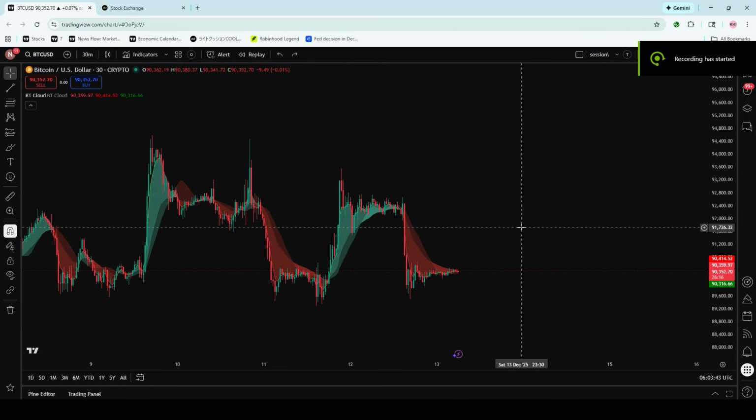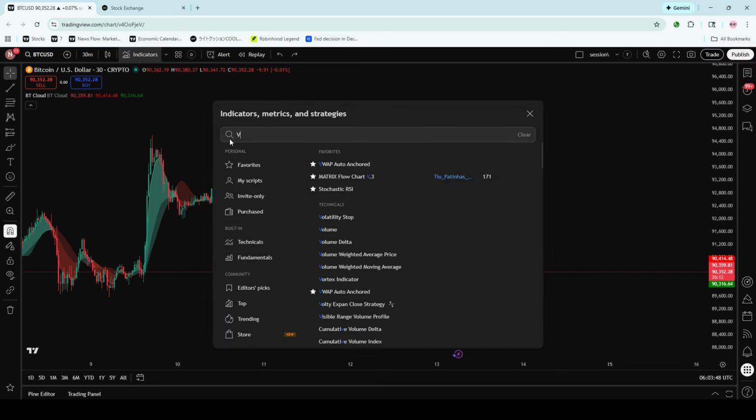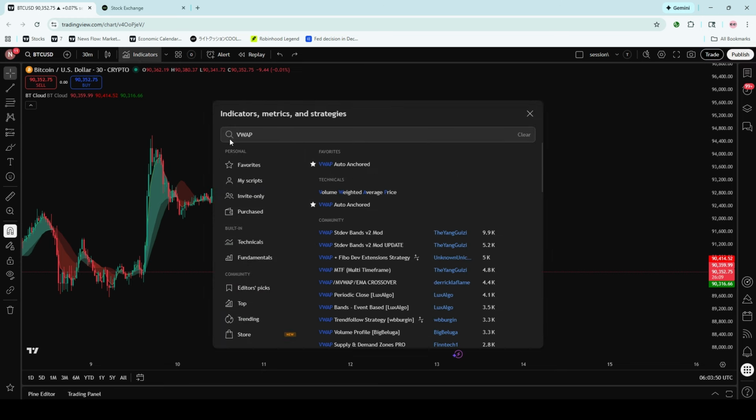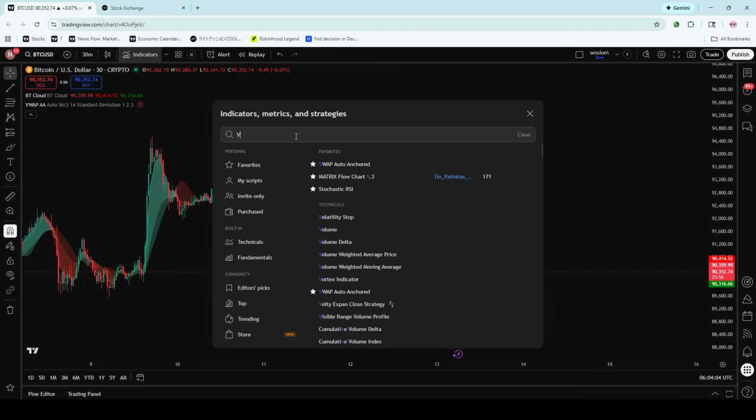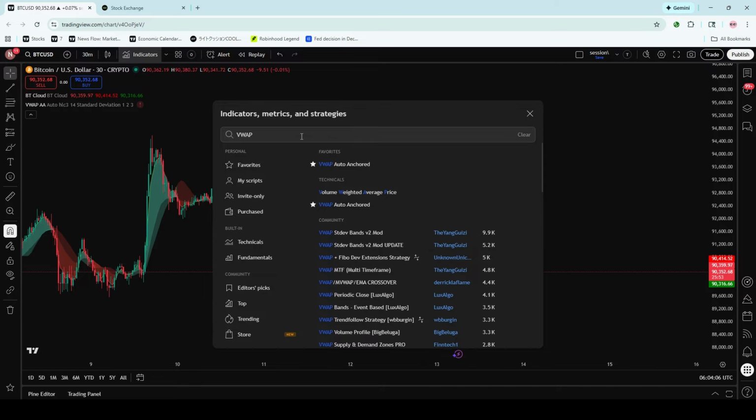All right, so the next indicator I want to focus on is going to be the VWAP indicator. Many of you guys may know this tool. It's a very popular tool for a reason. It's a very good tool. How I use it and how I see it is, sorry, I didn't even show you guys what VWAP I use, but I use the VWAP auto anchored. It's going to be this one right here. You can find it in the indicators tab.